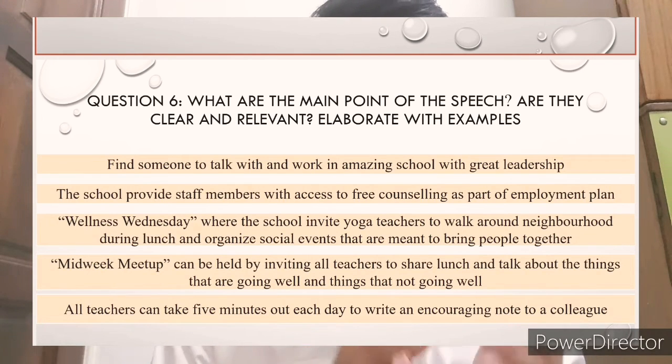Besides that, a midweek meetup can be held by inviting all the teachers to share lunch together and talk about the things that are going well and not well. Lastly, all the teachers can take 5 minutes to write an encouraging letter to their colleague so that they know their hard work was shared with others.